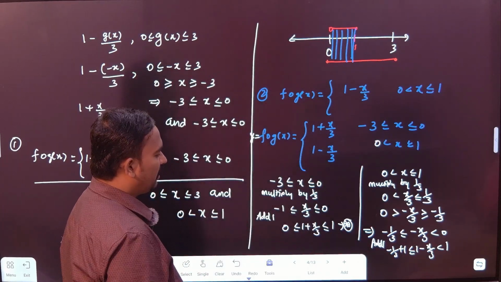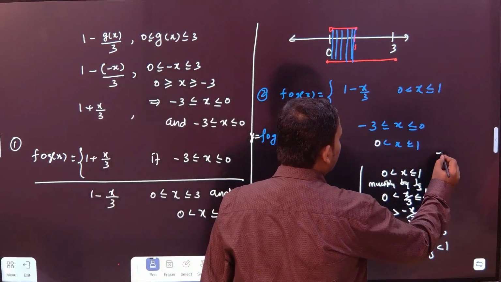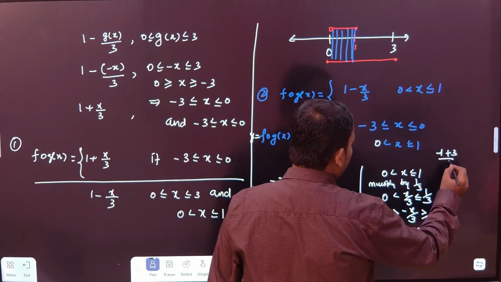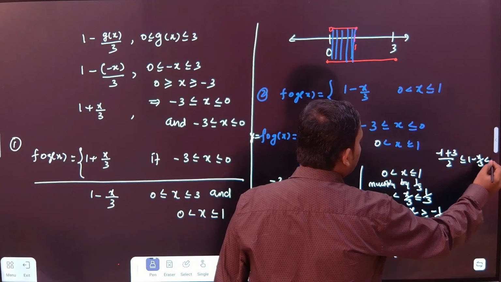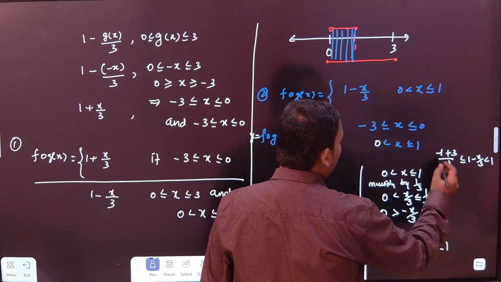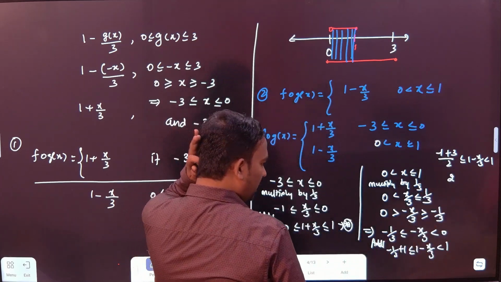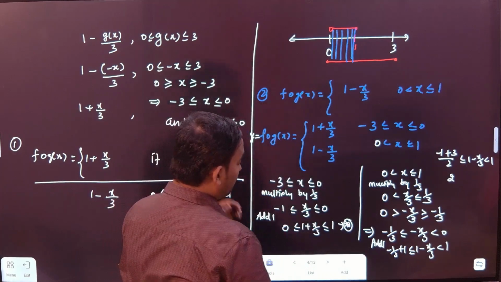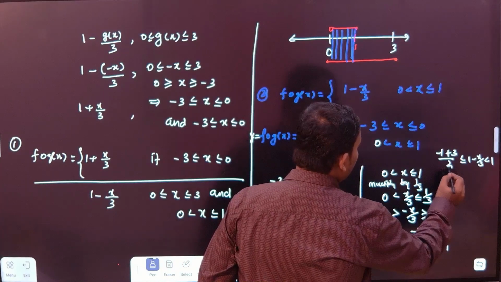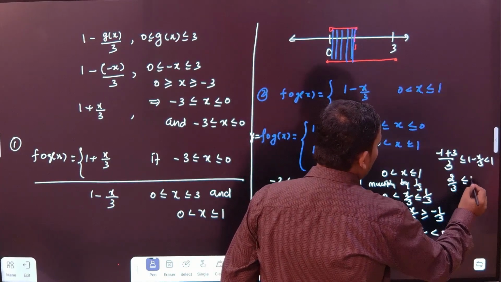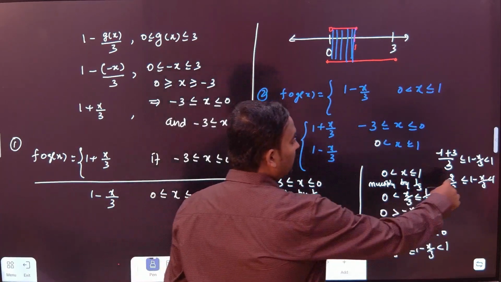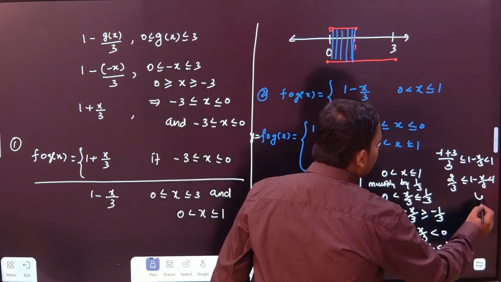What will we get? Minus 1 by 3 plus 1 less than or equal to 1 minus x by 3 less than 1. So, minus 1 by 3 plus 1 is what? Minus 1 plus 3 is what? 2 by 3. So, 2 by 3 here, less than or equal to 1 minus x by 3 less than 1, right? Therefore, the range here is what? 2 by 3 to 1. So, this is your double star you can take.